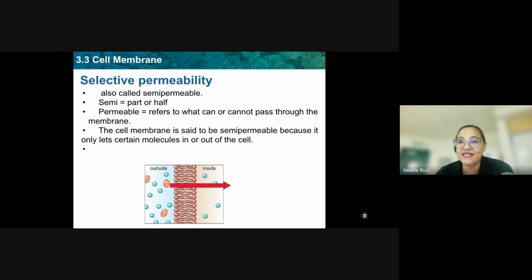Selective permeability is a very important characteristic of our cell membrane. That's another name for semi-permeable.